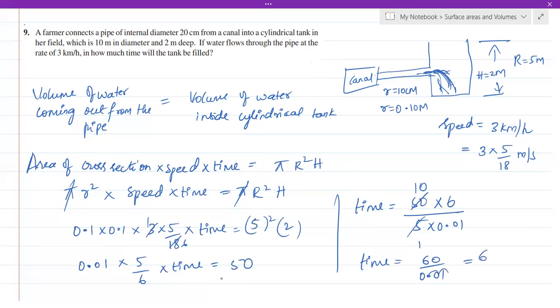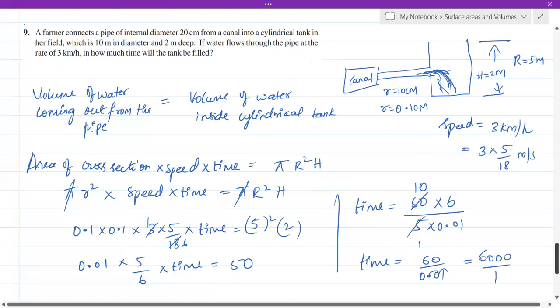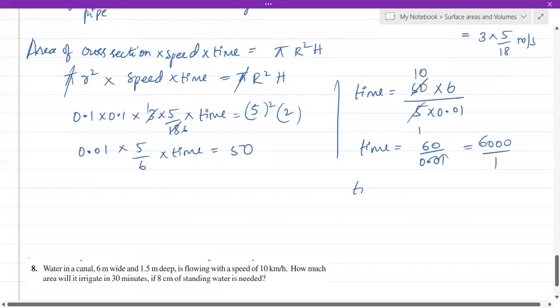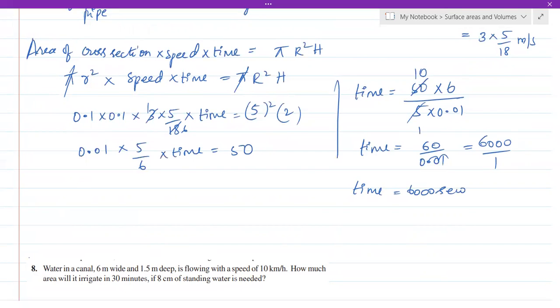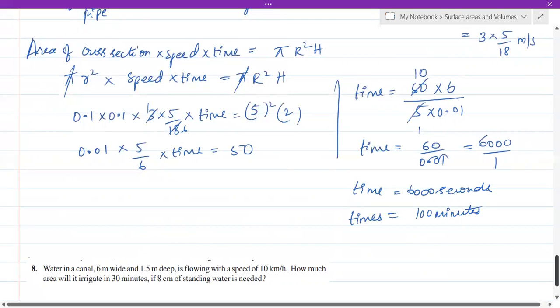Therefore, if you remove the decimal, you have to put 2 zeros in the numerator. So 6000 by 1. 6000 by 1 is what? 6000 itself. Therefore, the time is equal to 6000 seconds, because the speed was in meter per second. If you divide by 60, you will get around 100 minutes. Okay. 6000 seconds is 100 minutes. So roughly around 1 hour 40 minutes.